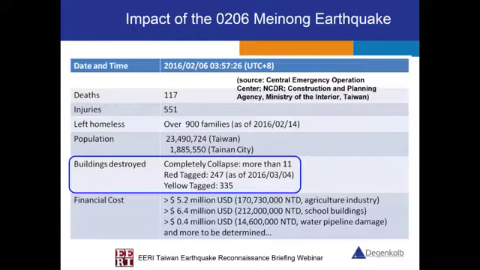So this slide just briefly gives you an idea about the statistics of this earthquake. Because we are focusing on the building response, I'm just going to talk about that. After this earthquake, more than 5,000 building structures were reported damaged, with 247 red tagged and 335 buildings yellow tagged. And remember, these numbers are not the final numbers, and the final numbers should be higher.